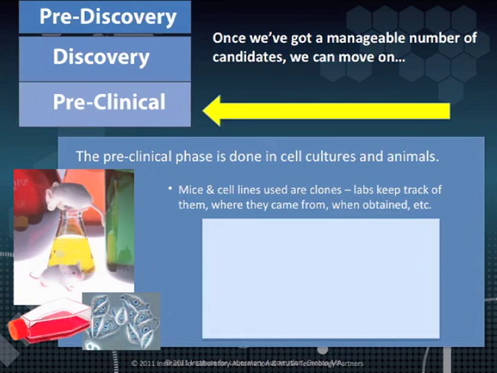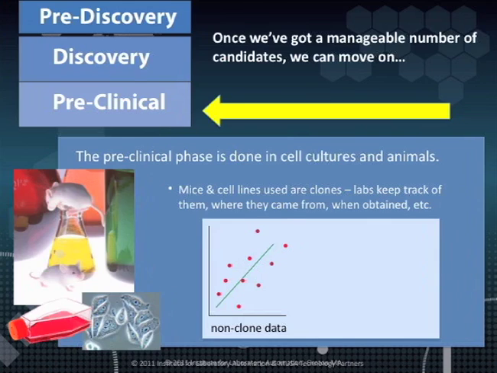The mice and cell lines that are used in this phase of testing are usually clones. It is essential that databases be maintained to keep track of the animals, where they came from, when they were obtained, and their histories. This information will be used to support investigational drug applications and to show that the companies are meeting regulatory guidelines. The reason clones are being used is to have a better understanding of the effects of the drugs on the animals and eliminate the variability that the animals themselves can introduce.